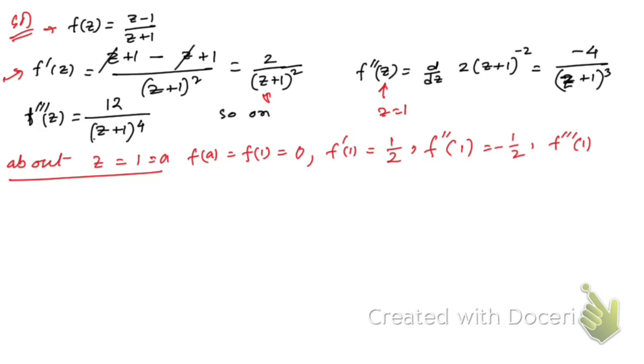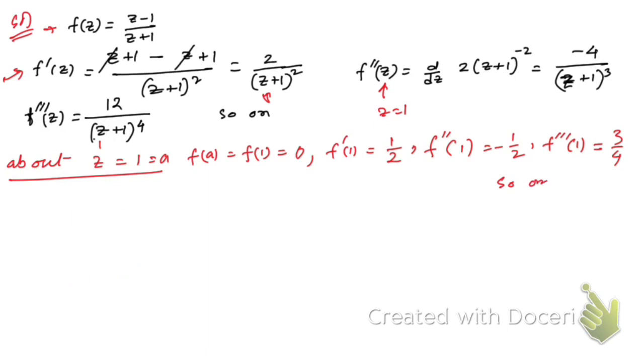Okay, so f triple dash of 1, if you put 1 here, it's going to be 12 by 2 to the power 4. 2 to the power 4 is nothing but 16. When you have 12 by 16, then what is it going to be? 4 3s are 12, 4 4s are 16, so that's going to be 3 by 4. That's how we can find the values, right?